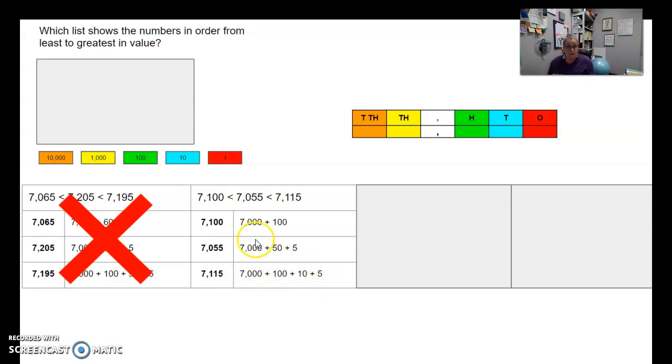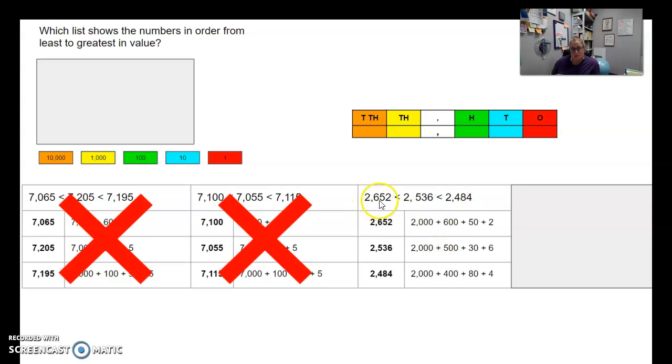So we're going to go one number at a time. Is 7,100 less than 7,055? Well, they both have a 7,000. This one has hundreds, and this one doesn't have any hundreds. But I need this to be the smallest number, and it's the biggest number. So since this number is bigger than this next number, I automatically know this cannot be my answer. So I'm going to go to my next one.